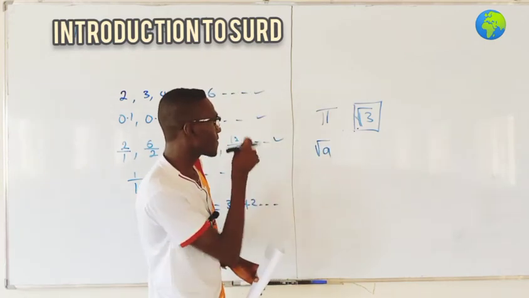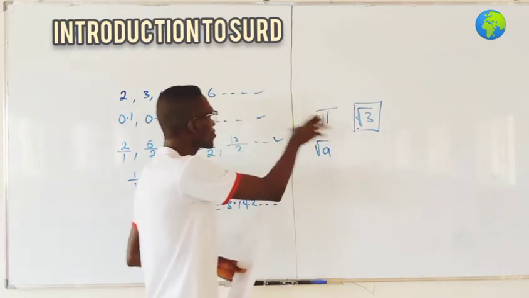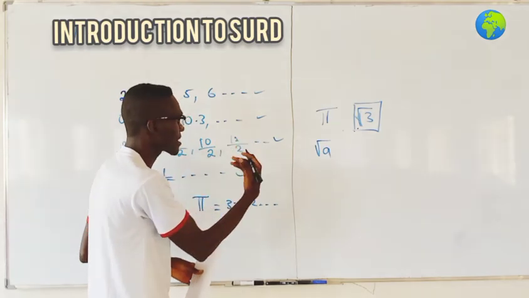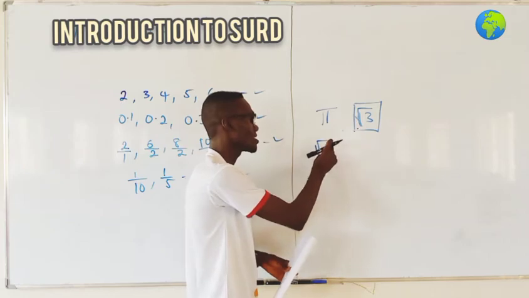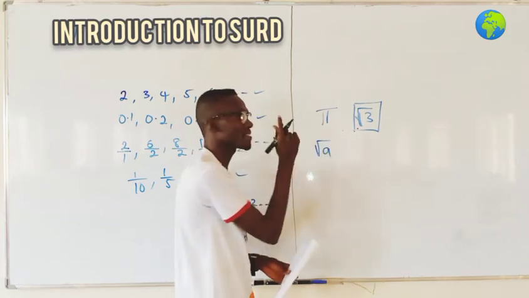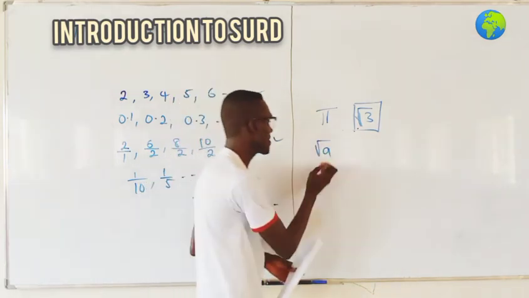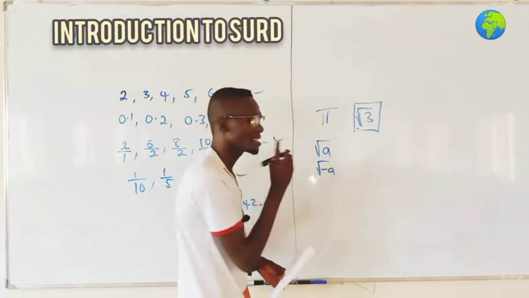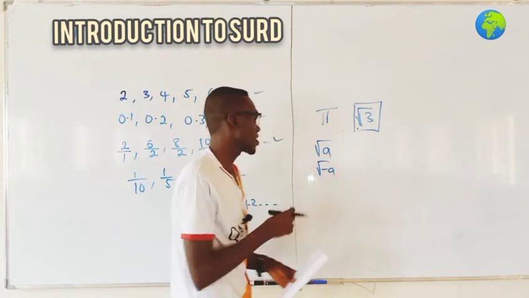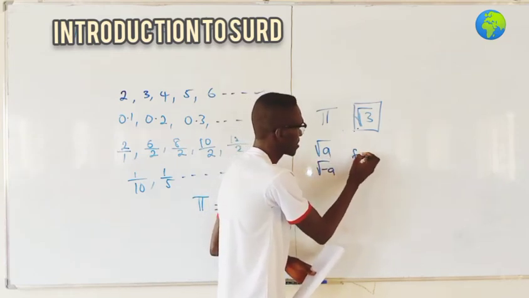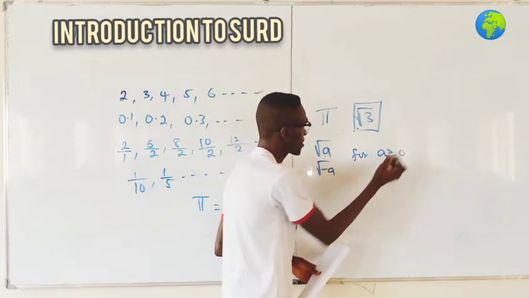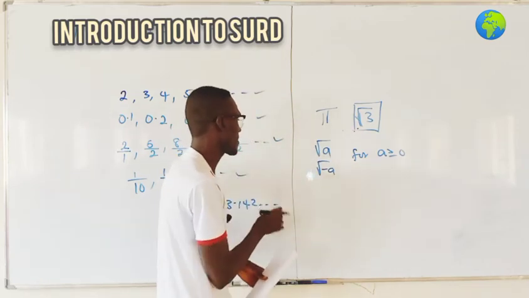I'm trying to talk about real numbers, right? So for this result to be a real number, a must be greater than or equal to 0. That's the first property we'll be talking about. Because if we have square root of minus a, then it is not a real number. So we need a to be greater than or equal to 0. That's when the first property is satisfied.